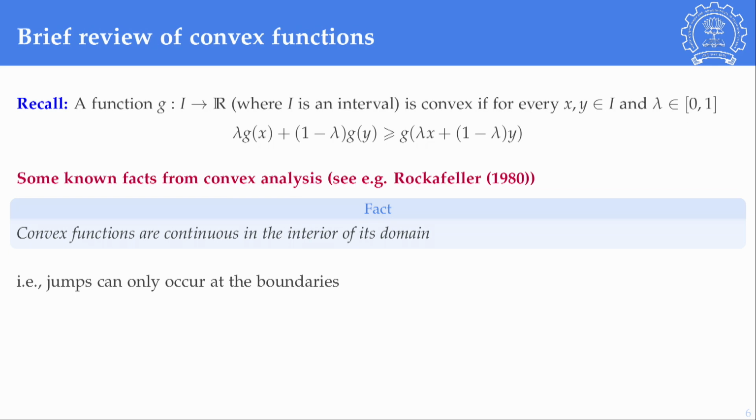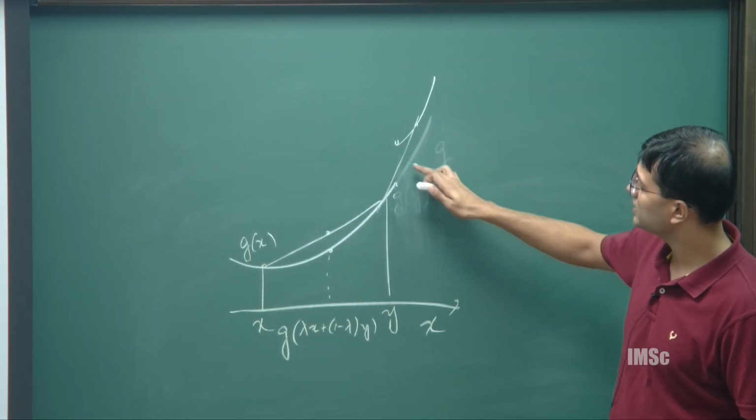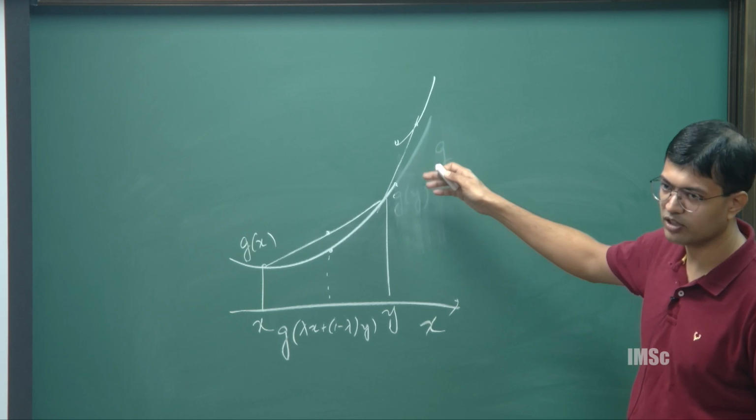So, for instance, I cannot have a point where, let us say in this function, I have a jump. This kind of thing is not possible. If you have some point, then you can draw a chord between these two points and you have some points which are lying below the function.